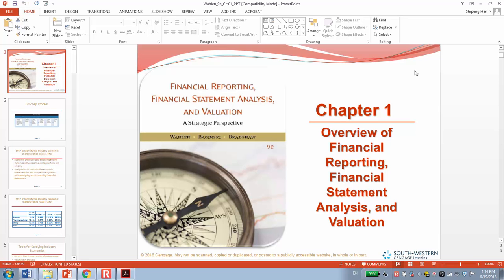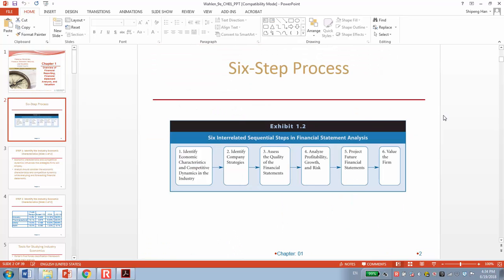In chapter 1, we are going to learn the procedures to value a firm, or the procedures to analyze financial statements. We follow a 6-step process. There are 6 interrelated steps in financial statement analysis. They have a logical relation.